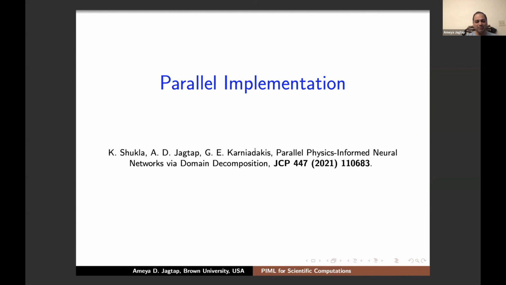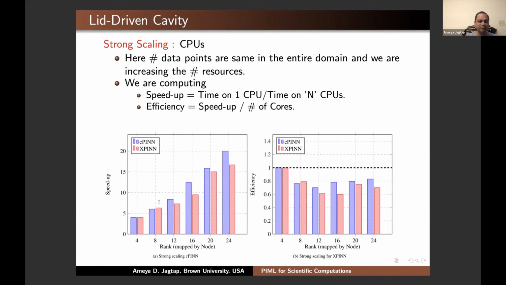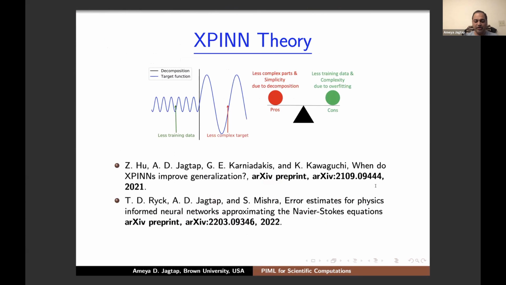So we have done the parallel implementation of CPINN and XPINN, and I'll just show you some main results. That's the speedup we obtained with CPINN. It's almost linear, and slightly sublinear for XPINN, because in CPINN we are just enforcing the flux continuity instead of the residual continuity as in XPINN. If you look at the efficiency, we are almost hitting 80% for CPINN and 70% for XPINN. We also developed theory for XPINN. It's under review, one with Professor Kawaguchi, who was at MIT and is now at the National University of Singapore, and one with Professor Siddharth Mishra, whom you all know very well.